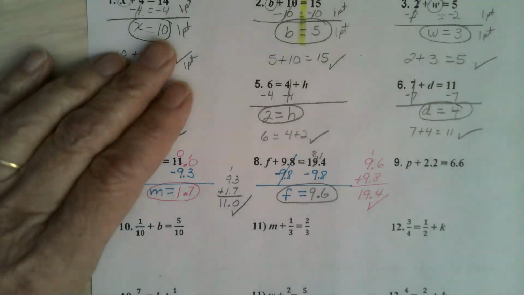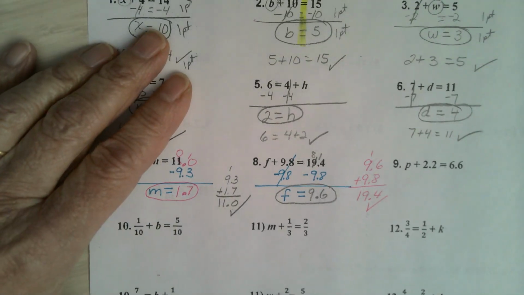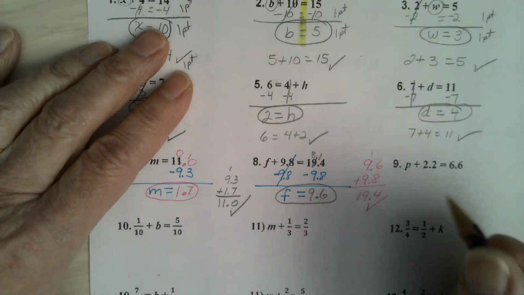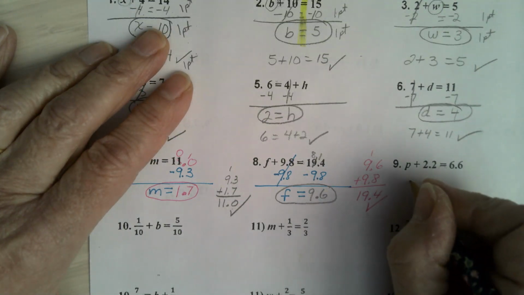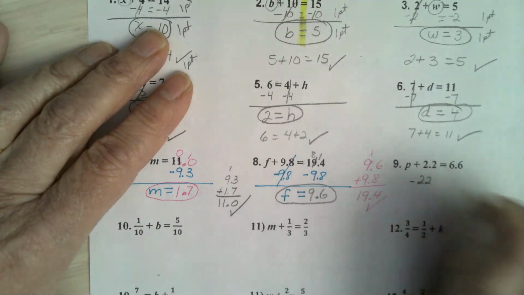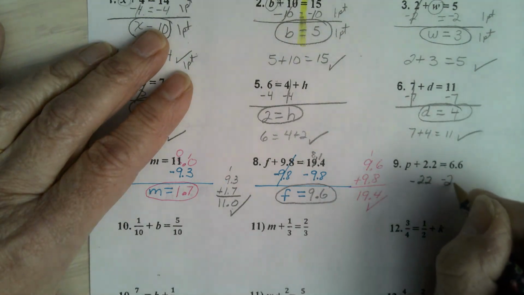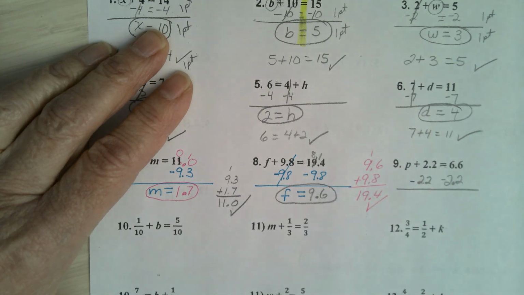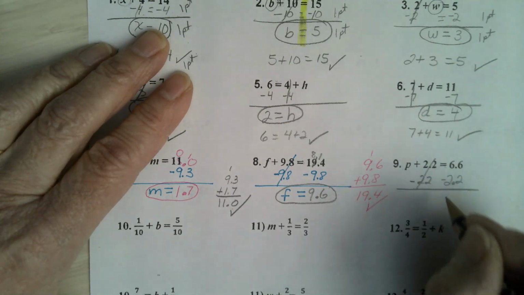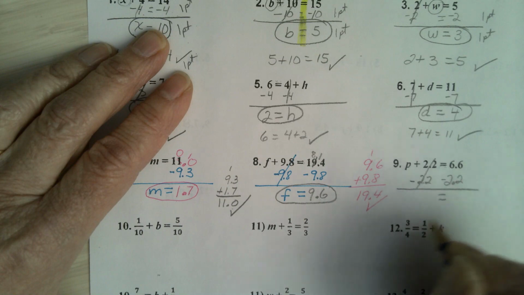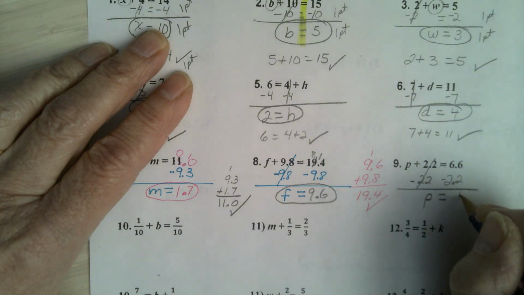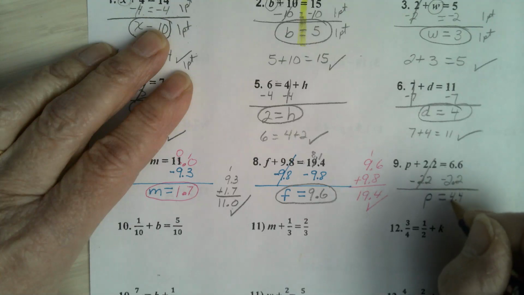In problem number 9, you are going to undo adding 2.2. That's going to be minus 2.2, minus 2.2. Draw your line and cancel. Bring down your equal sign. P equals 4 4/10.